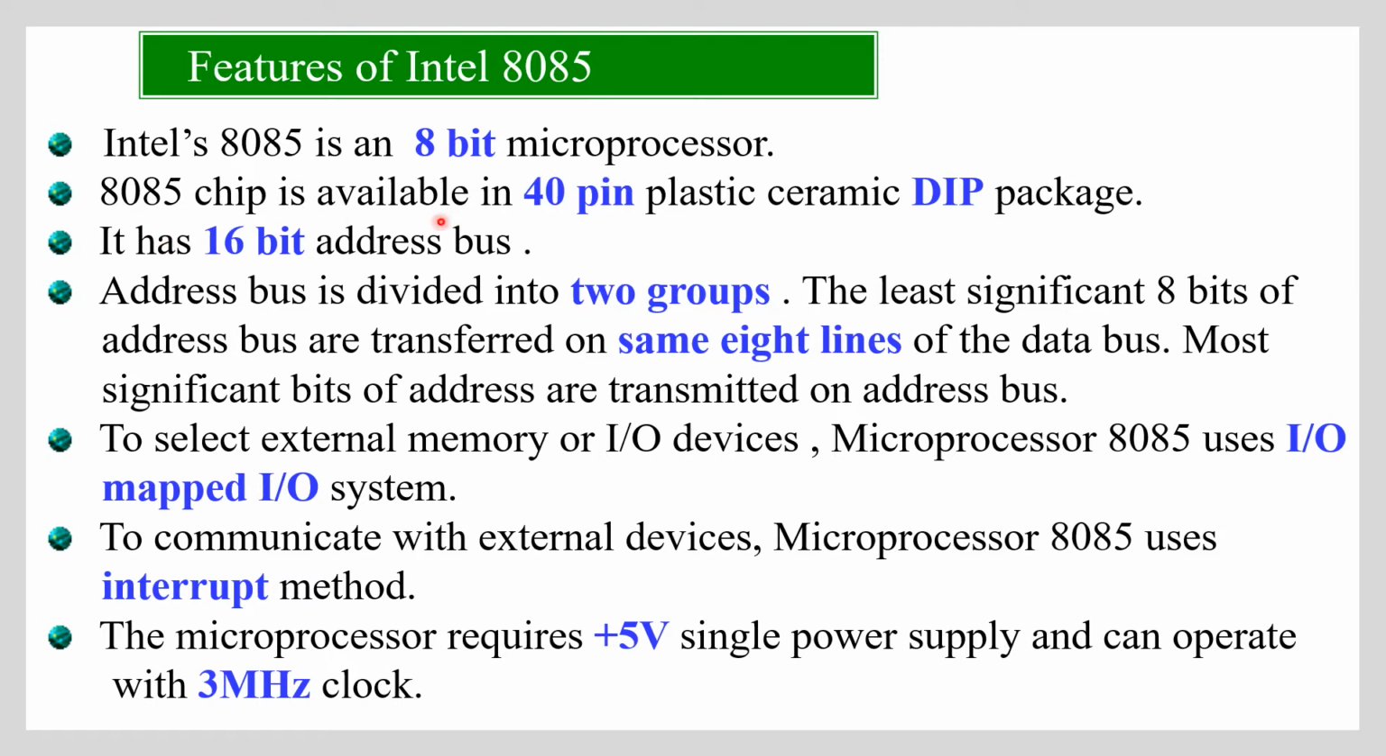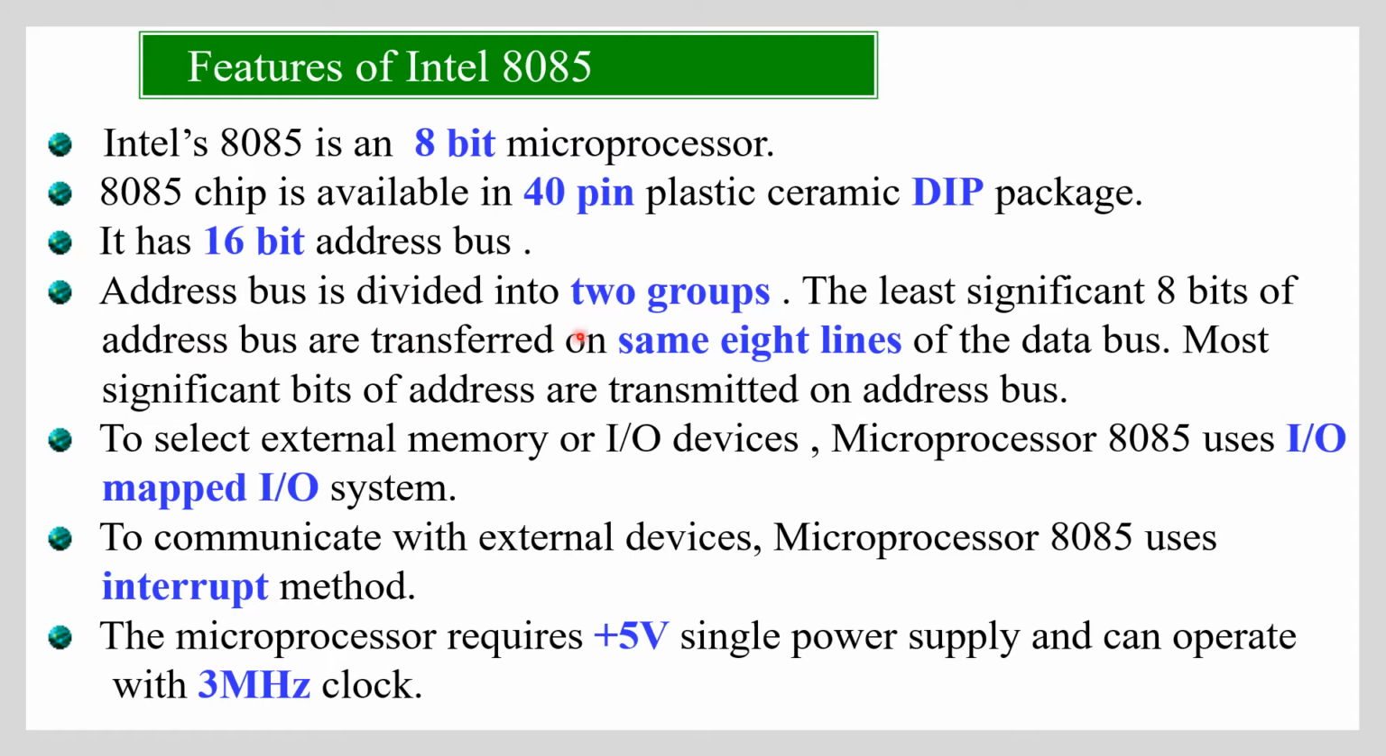The second feature: the 8085 chip is available in a 40 pin plastic or ceramic DIP. What is a DIP? Dual inline package. So, DIP package. It has a 16-bit address bus. That means it can address a physical memory of 64 kilobytes.